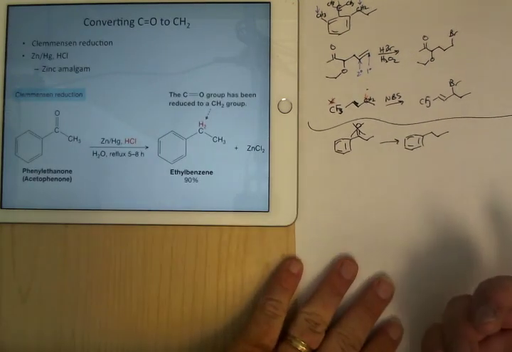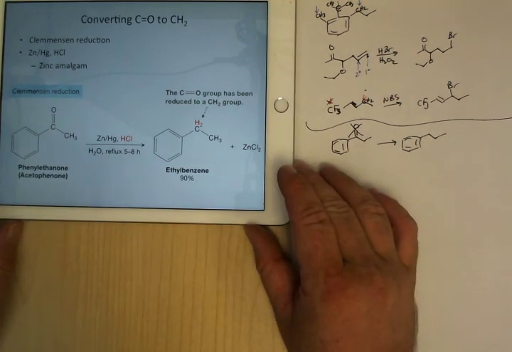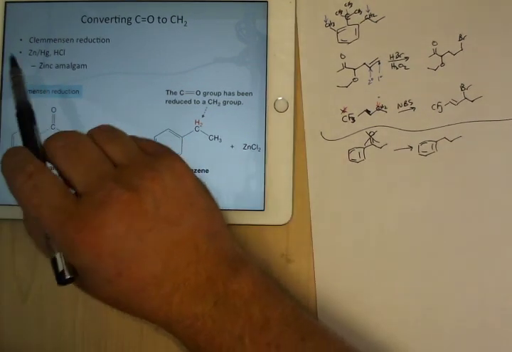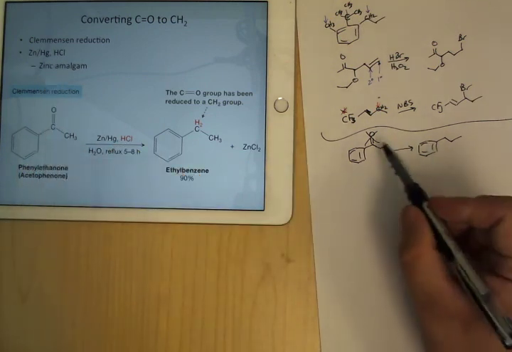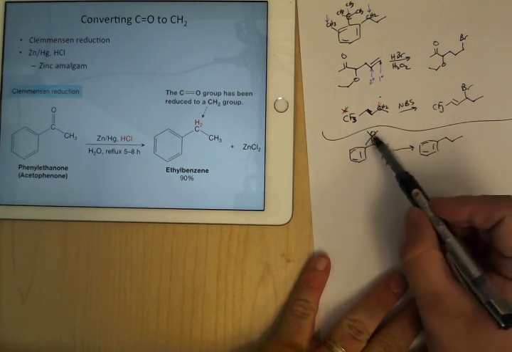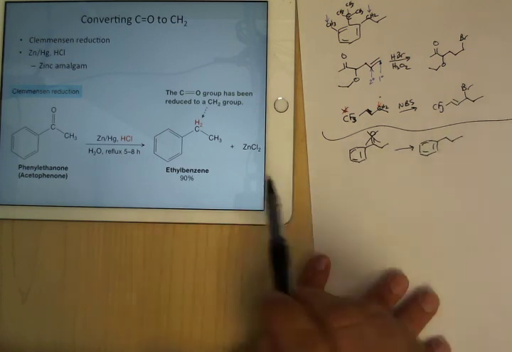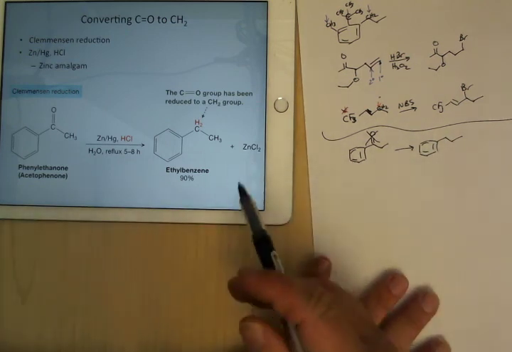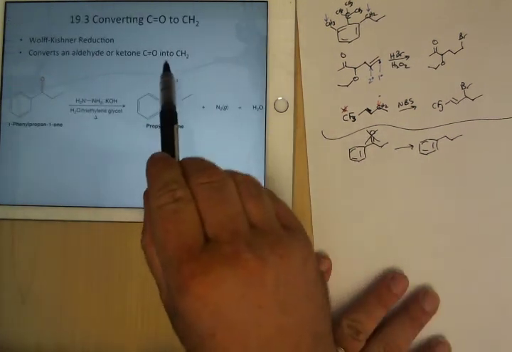The other way that you can do this is what's called a Clemmensen reduction. This one uses zinc mercury in the presence of acid, and it does the exact same thing. It's going to take out the oxygen of a C double bond O and just convert it into a CH2. The reason why we have both of these is that this one is run in acid while this one is run in base.